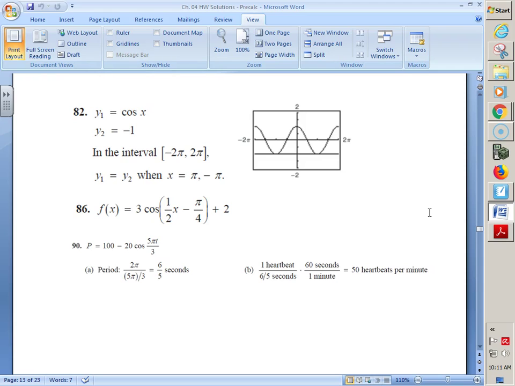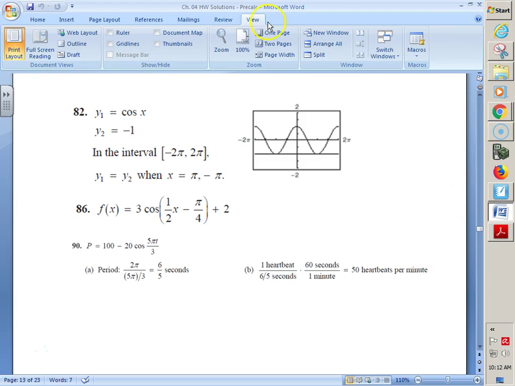But some of you might have just been like, wait, I know when cosine's -1. No big deal. That's pi. But if you were following the directions, you were supposed to graph in zoom standard-ish with radian mode and then say, hey, look, intersection. Hey, look, intersection. Guess what? It's pi. Guess what? It's -pi. Anyway, 86, you can see you were filling in once again to get the equation. And number 90.